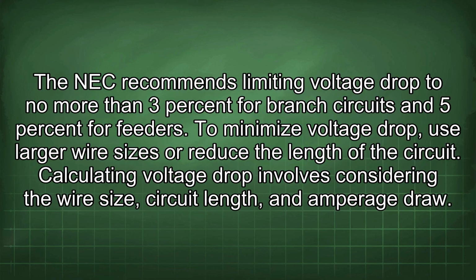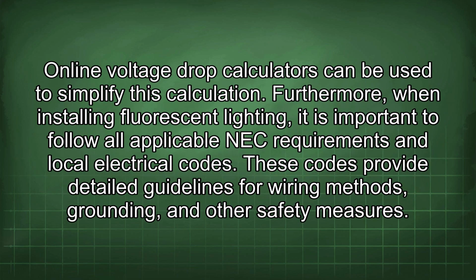The NEC recommends limiting voltage drop to no more than 3% for branch circuits and 5% for feeders. To minimize voltage drop, use larger wire sizes or reduce the length of the circuit. Calculating voltage drop involves considering the wire size, circuit length, and amperage draw. Online voltage drop calculators can be used to simplify this calculation.